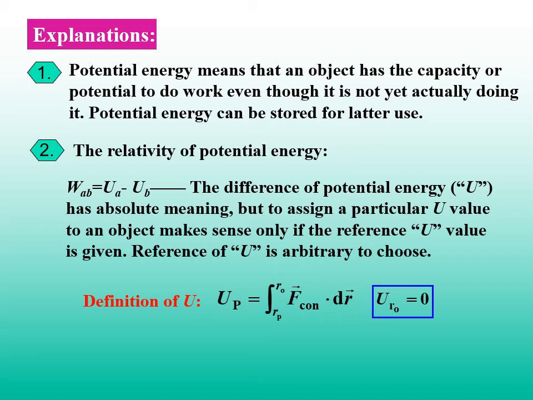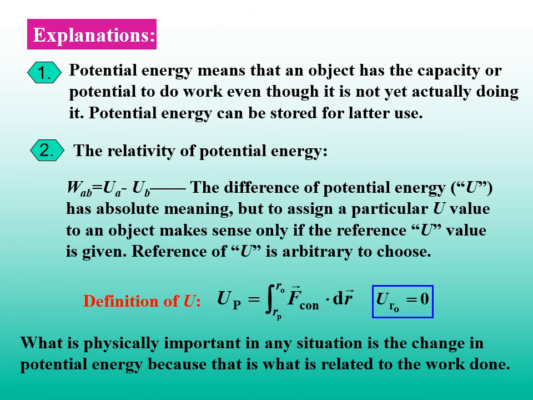U_P equals the integral of the conservative force dot dr from r_P to r_0, where r_P is the position of the point P and r_0 is the position of the reference. We usually assume U(r_0) equals 0 for simplicity. What is physically important in any situation is a change in potential energy, because that is what is related to the work done.